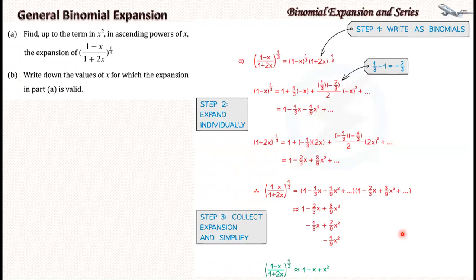And what is the validity? This first part is valid for x lying from -1 to +1, while the second is valid for x lying from -1/2 to +1/2. The intersection is from -1/2 to +1/2. So that's the validity which we are going to consider.